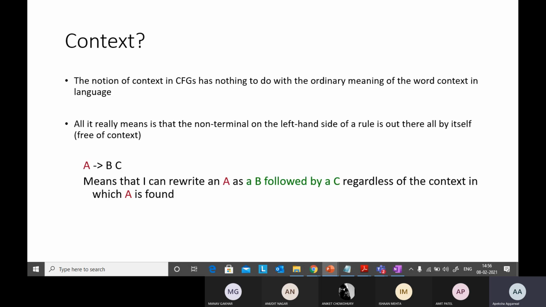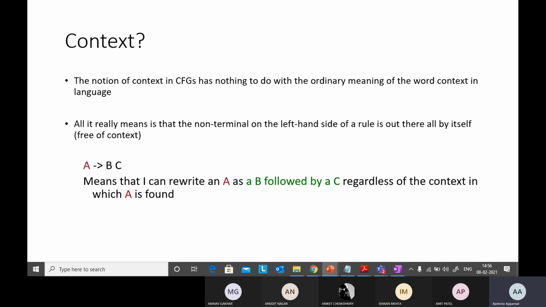Okay, now you can see the notion of context in CFG has nothing to do with the ordinary meaning of the word context in language, because we are not considering context, we are just considering the structure in the sentence.